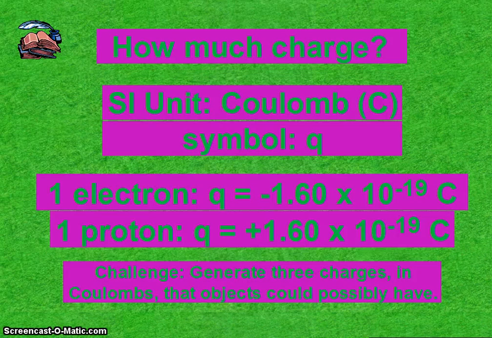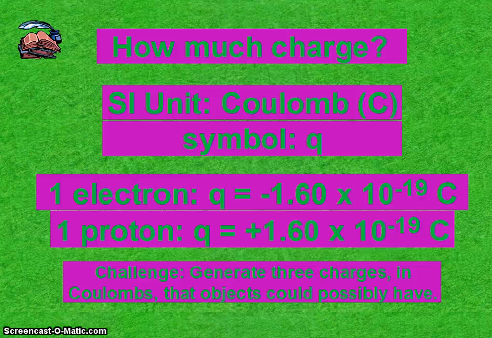When we're talking about charge, charge is something in physics we can measure. If we can measure it, we need to have a unit. So the SI unit of charge is the Coulomb, and charge is symbolized with a Q. One electron has a charge of negative 1.6 times 10 to the negative 19th coulombs. One proton has the opposite charge, positive that same number.